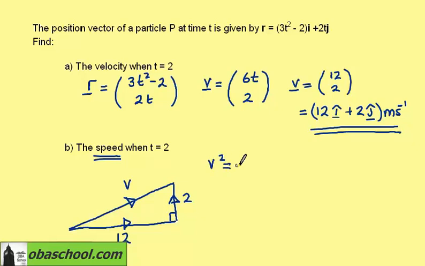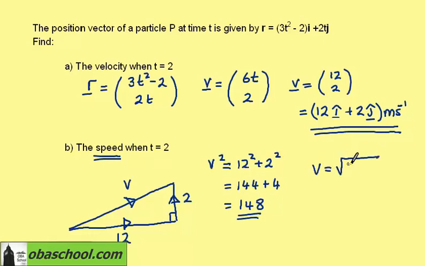So v² is 12² + 2², which is 144 + 4, which is 148. Therefore v is the square root of 148, which is 12.2 meters per second, correct to 3 significant figures.